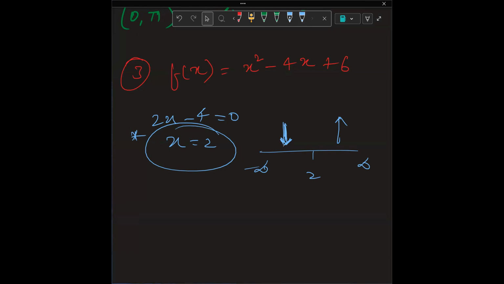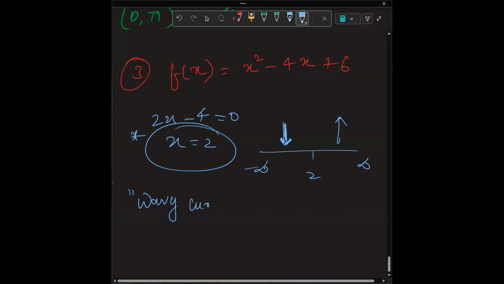So in these type of questions you need a critical point. Okay. Do you know about some wavy curve method? There is a method for, I think this method is in competitive exams. Wavy curve method.